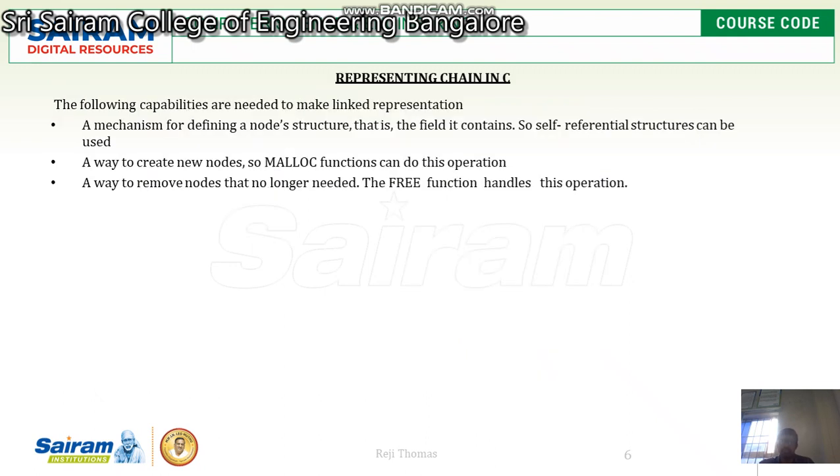So let us see how we can represent chains in C. Chain, when I say chain, means linked list. There are different mechanisms for defining a node in structure format. Once it is defined using a structure, we have to create a node. First thing, as usual, you have to create a structure for that. Once it is defined, you have to create a new node.